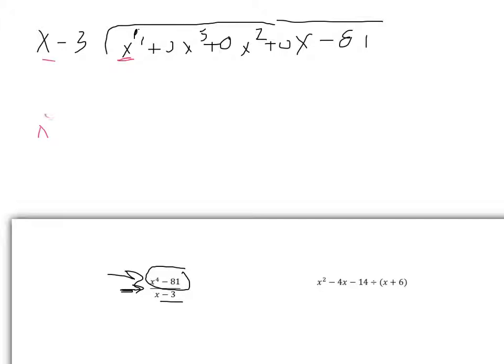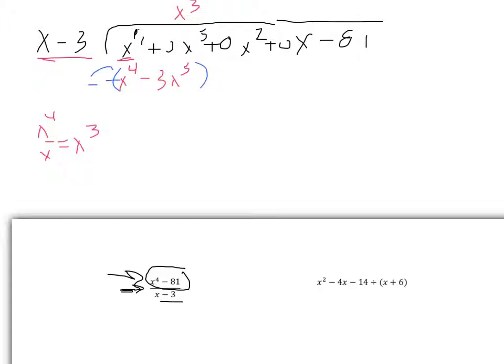So if we have x to the fourth over x, this is going to give us an x cubed. So we put our x cubed up here. So now we divided. Now we multiply. So we multiply this by both these terms right here. So x cubed times x is x to the fourth. X cubed times negative 3 is negative 3x cubed. Okay, so we multiplied, now we subtract.